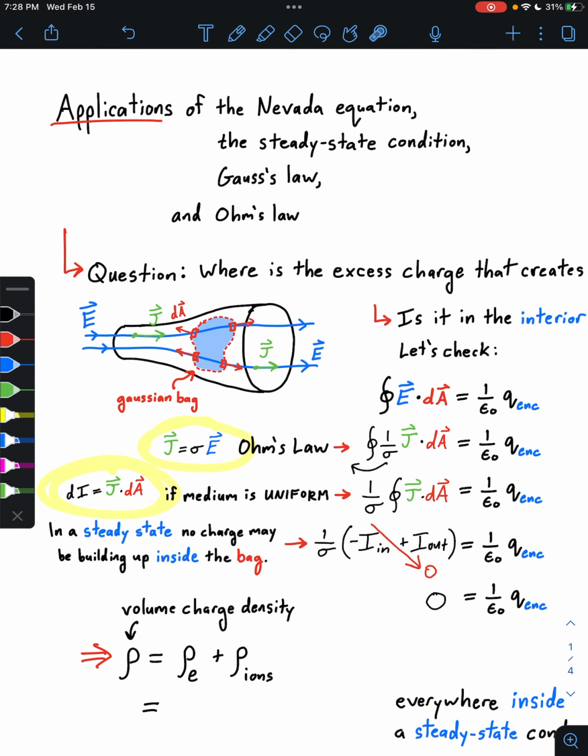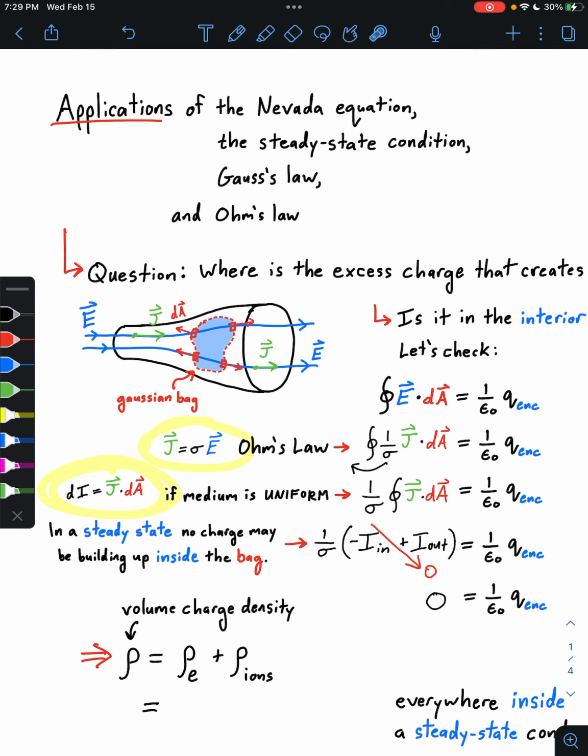So previously, we've always argued that the charge enclosed anywhere inside a conductor in equilibrium was 0. Here, we are not in equilibrium. We're in a steady state flow. But by a similar Gaussian argument, we're showing that even in a steady state flow, there is still no charge enclosed inside any Gaussian bag inside your conductor.